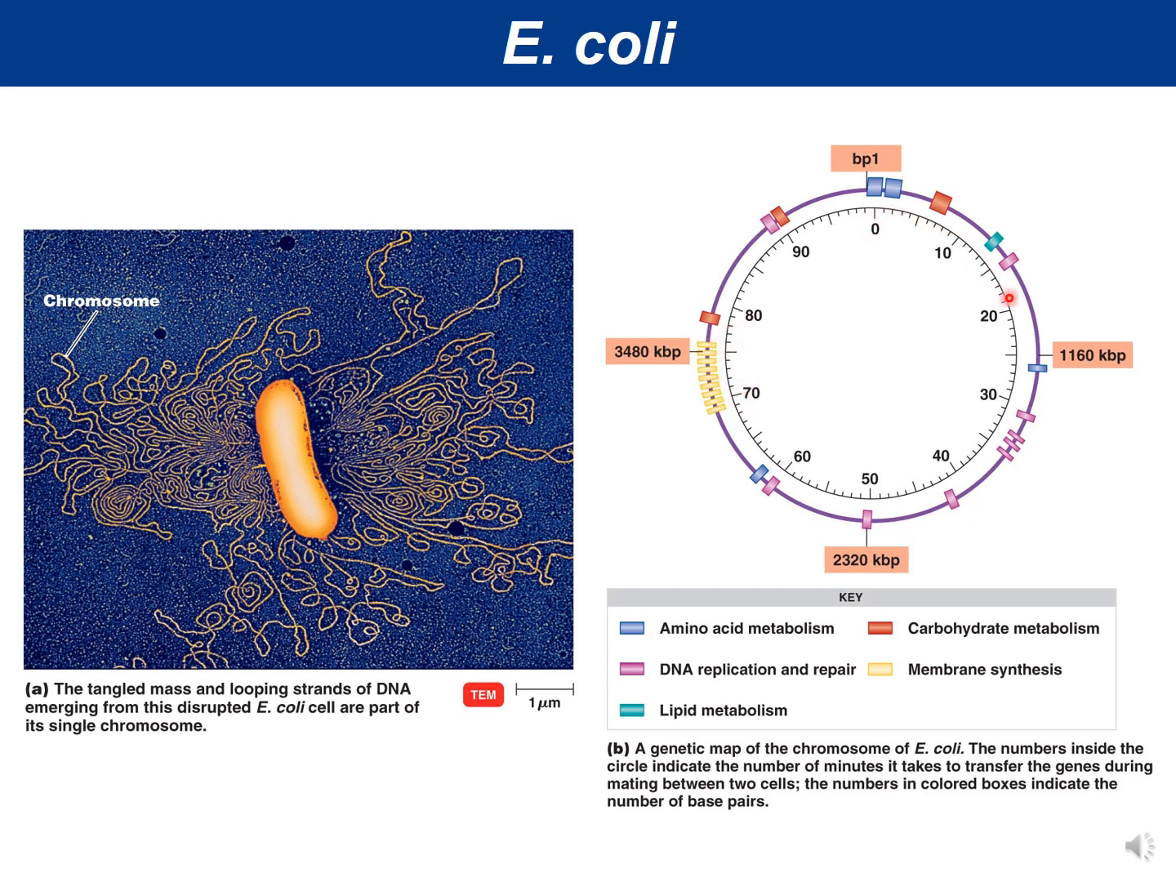Now, you might wonder, what are these numbers that are on the inside of this diagram? What that is, is that it takes about 90 minutes for the chromosome to transfer from a donor to recipient. And what that means is that if you recall back to when we looked at chapter 3 and we looked at prokaryotic cells.